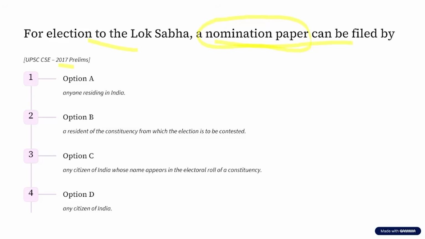Now, option A, anyone residing in India. Now, let us assume there is a person from the US. For his work, he has come to Bangalore and he has been staying in Bangalore for 10 years.